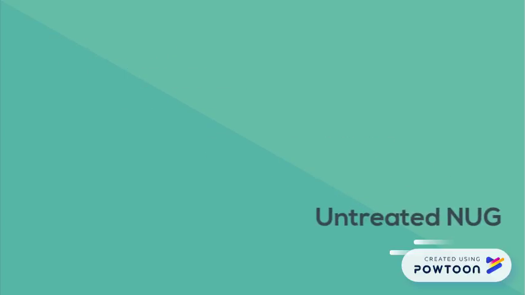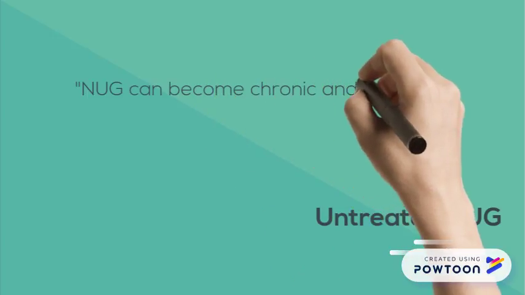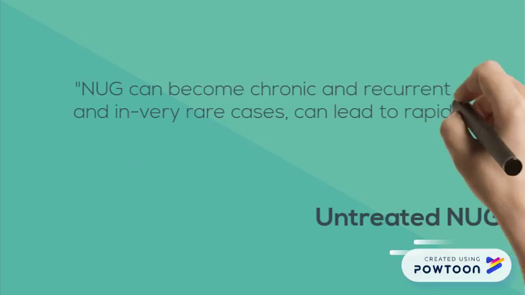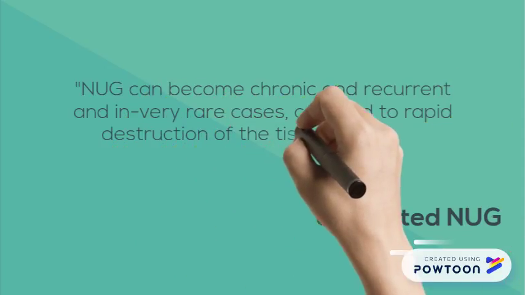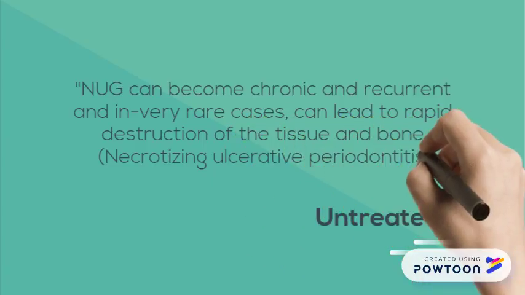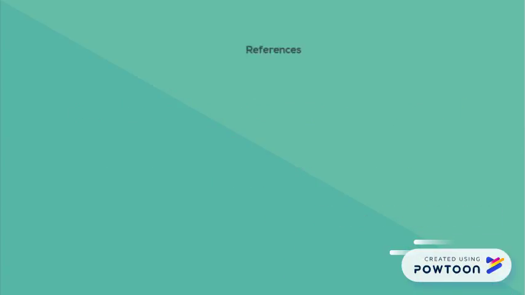What will happen if NUG is left untreated? NUG can become chronic and recurrent, and in very rare cases can lead to rapid destruction of the tissue and bone. Now it's called necrotizing ulcerative periodontitis.